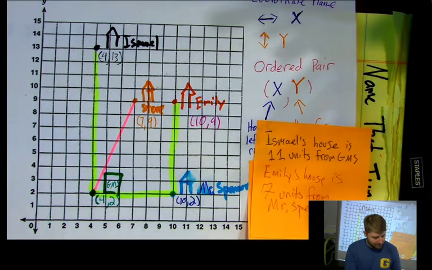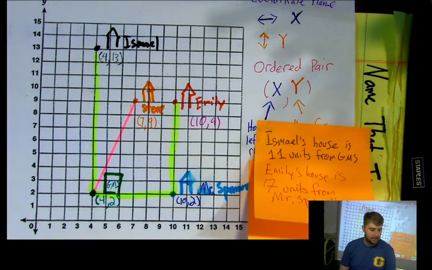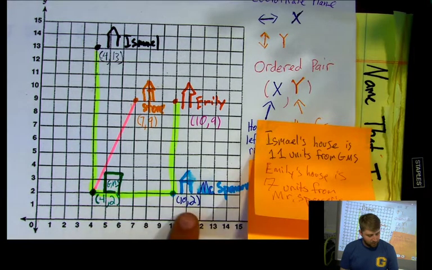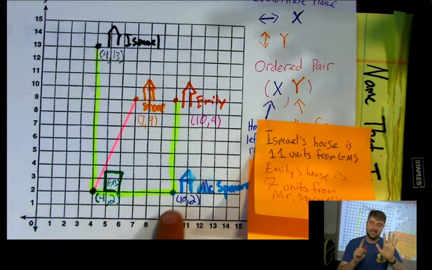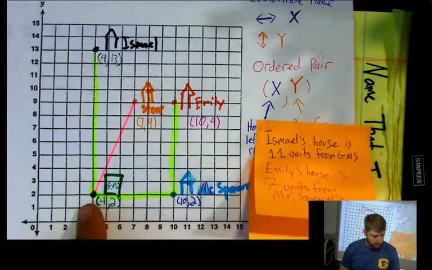Now I want you to try finding the distance from Gillisville Middle to Mr. Spencer's house. How far do I have to go to get to school every day? Hopefully you either counted those lines or you did 10 minus 4, because those two numbers were different. This time we were subtracting our x coordinates, that first number, and 10 minus 4, or the number of lines there, is 6. So Mr. Spencer's house is 6 units from school.